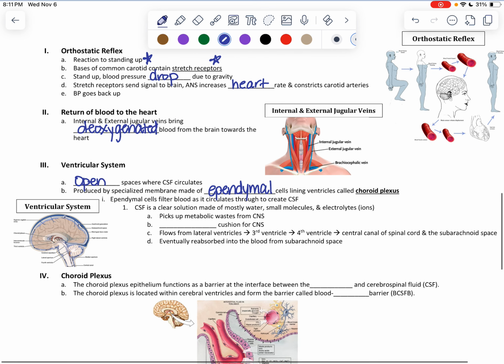And those line the ventricles, and the ventricles that are lined with that special membrane is called choroid plexus. So here's the topic about choroid plexus. For now, just highlight. Okay, a specialized membrane made of ependymal cells lining the ventricles. So the ependymal cells filter the blood as it circulates through the cerebrospinal fluid, and it also makes more cerebrospinal fluid. Cerebrospinal fluid is a clear solution that's made of mostly water, small molecules, and electrolytes.